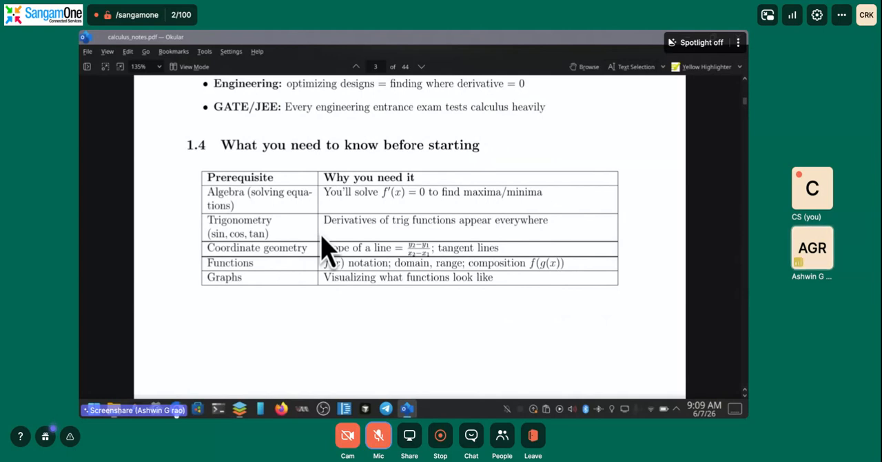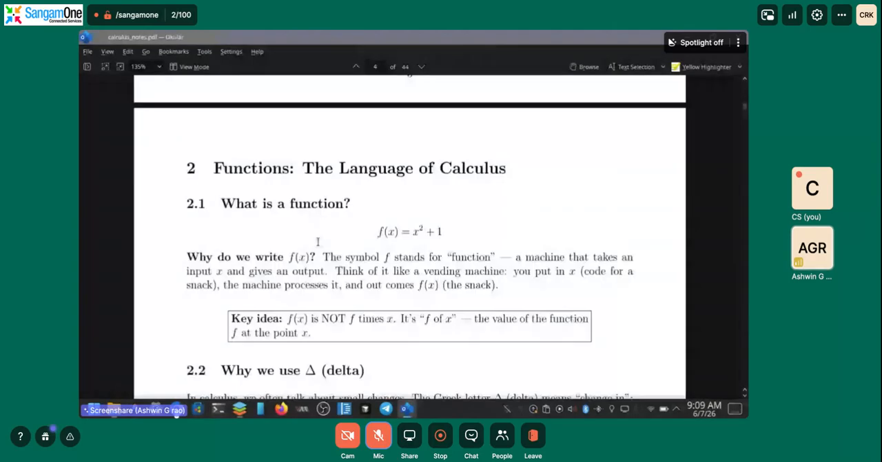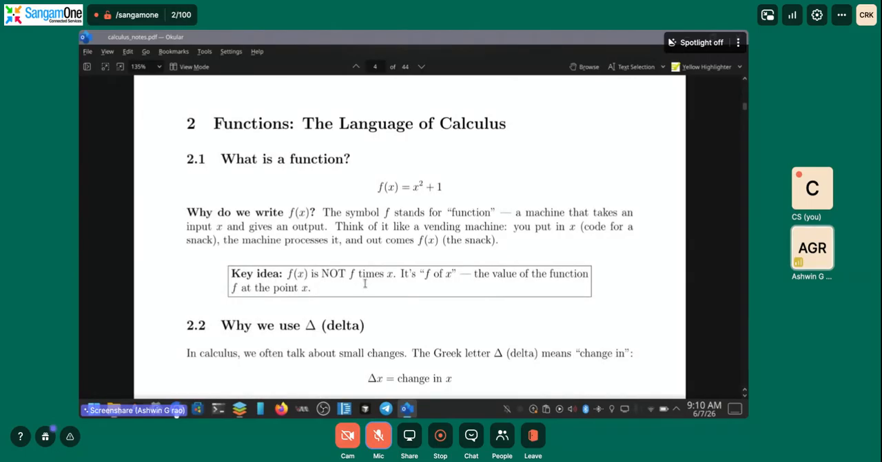session. So, what is the language of calculus? It is functions. So, what is a function? Why do we write f of x? The symbol f stands for function. It's a machine that takes an input and gives an output. Think of it like a vending machine. You put in x, the code for a snack, the machine processes it, and out comes f of x, the snack. The key idea is that f of x is not f times x. It is f of x, the value of the function f at that point x.